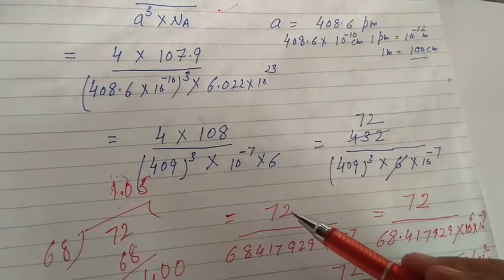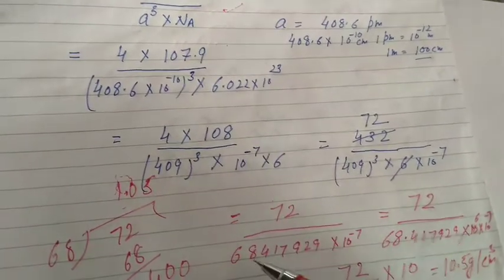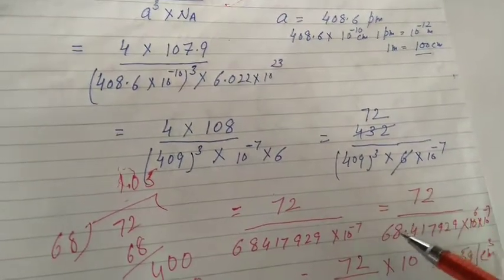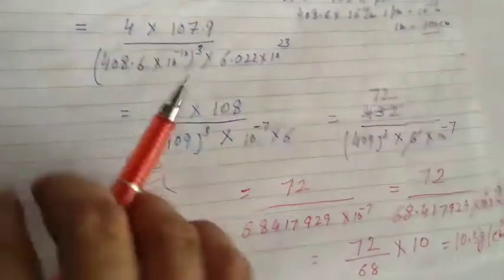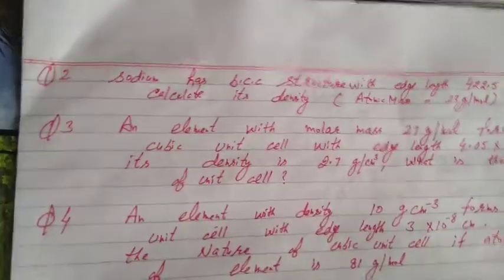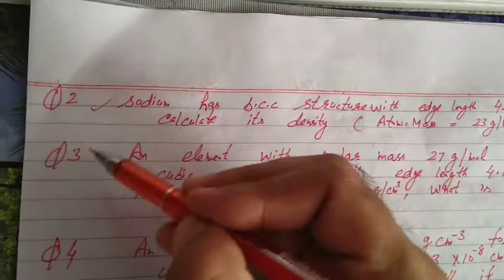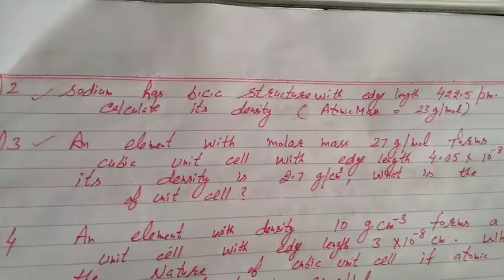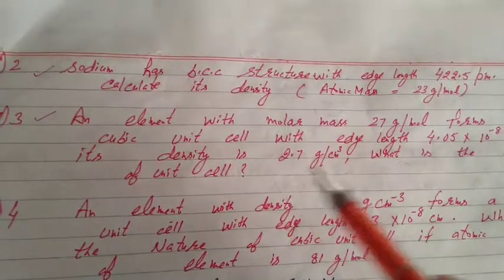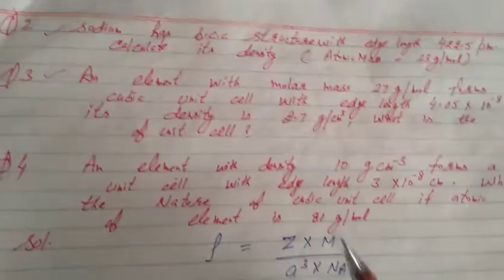The numerator is of two digits. Mention the decimal after 2 digits, so the calculation becomes easy. I divide 72 by 68. Exactly the same answer I got. Next, please try yourself these two questions in the same simple way as I told you the calculation. After this, students, question number 4.